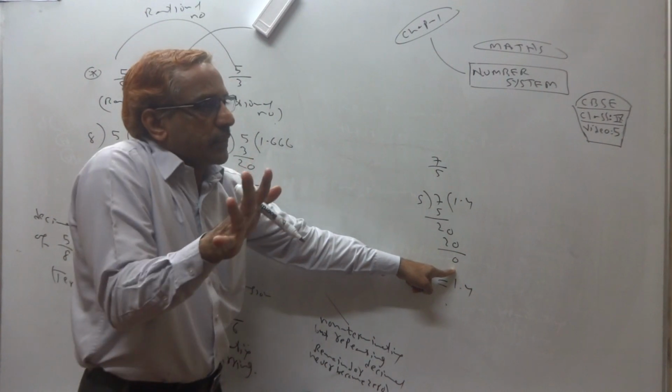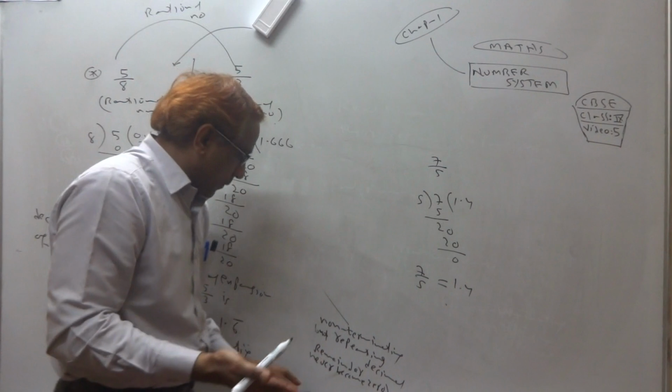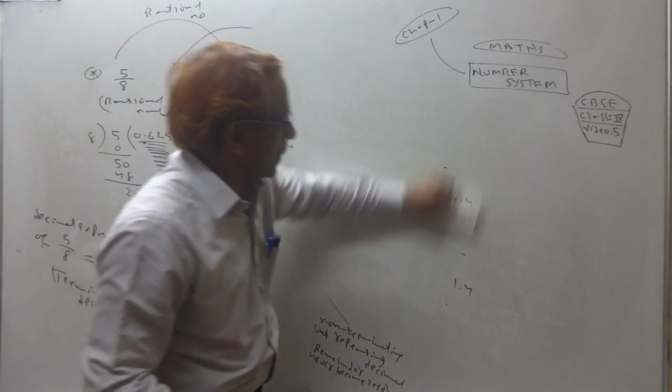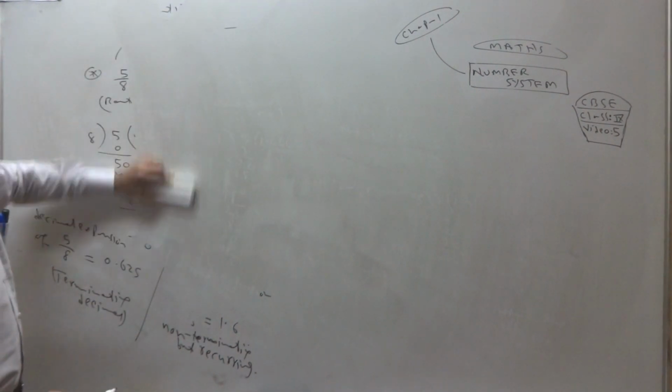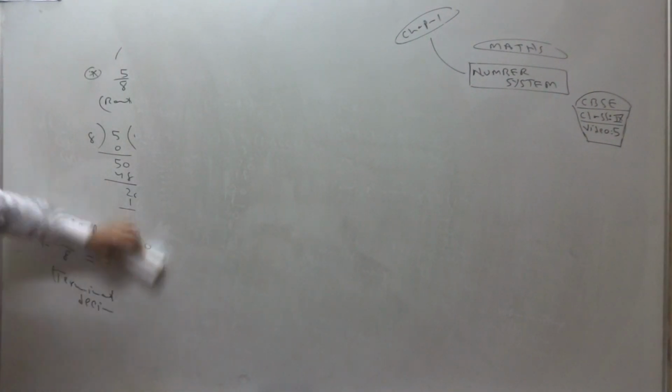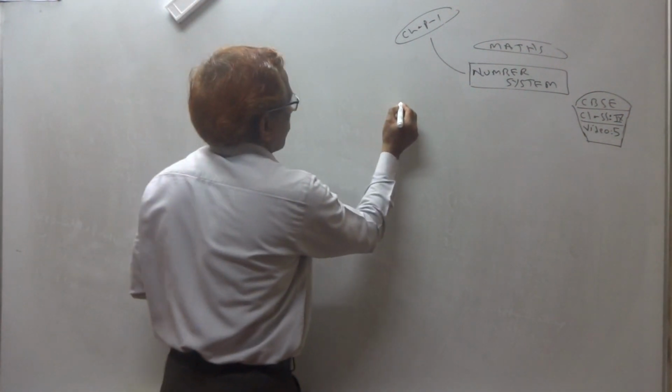If you never get 0, it is non-terminating but repeating. Okay? Now see, we start questions. First I am giving some extra questions.